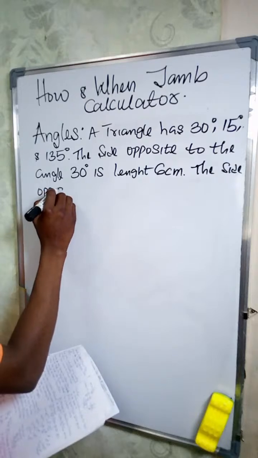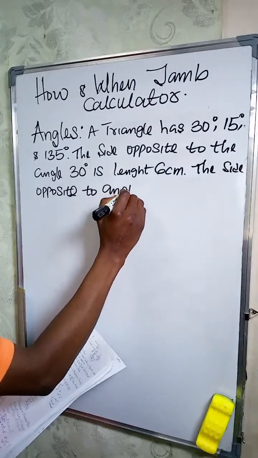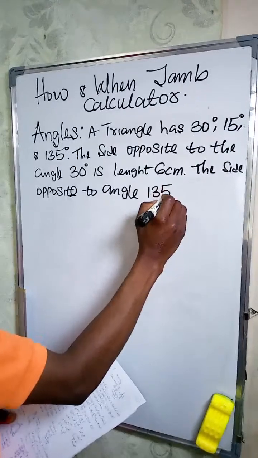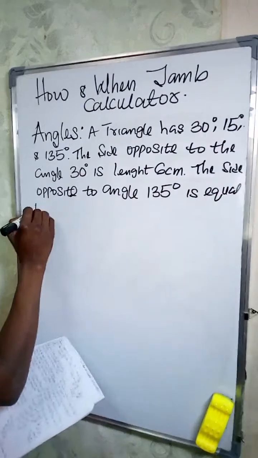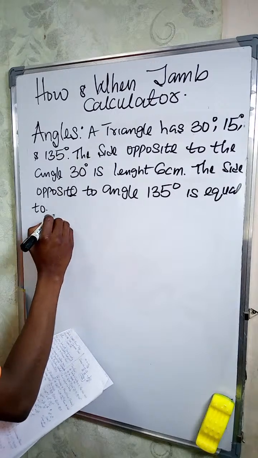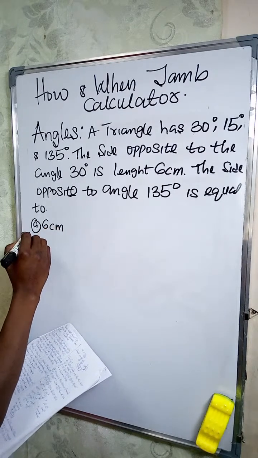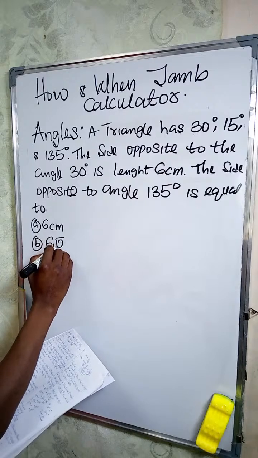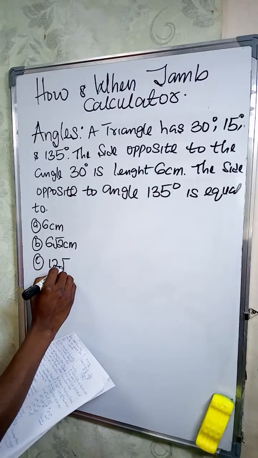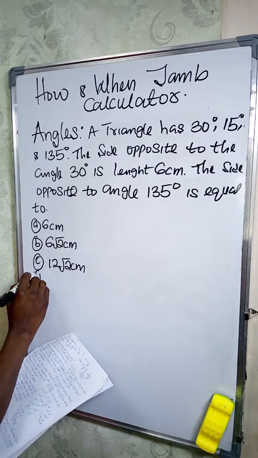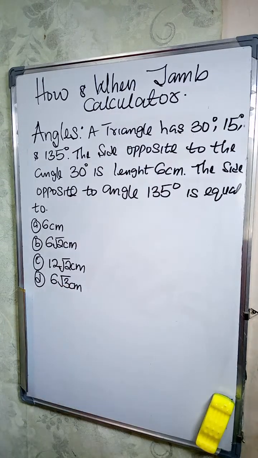So the question now say the side opposite to angle 135° is equal to what? And they keep this option for you. Option A, they say na 6 centimeter. Option B, they say na 6√2 centimeter. Option C, they say na 12√2 centimeter. And option D, they say na 6√3 centimeter. So now wetin go be your answer?